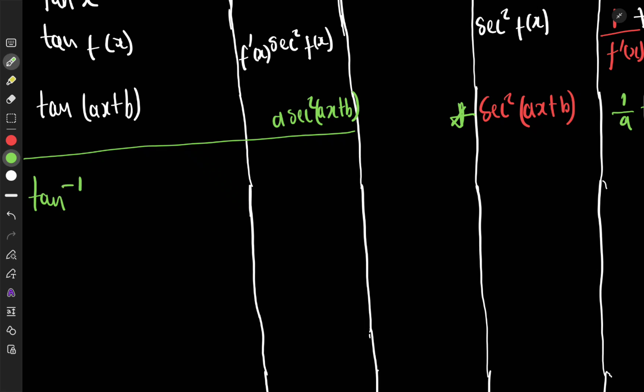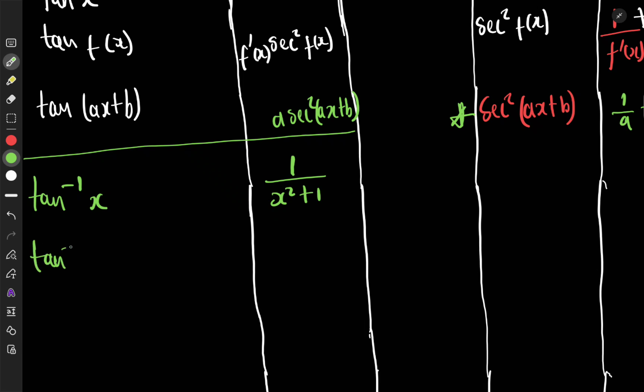Remember, that's the only inverse we have to know. We don't have to know sine inverse. We don't have to know cos inverse. We do nothing about them. So, in terms of derivatives, let's start with the derivative of tan inverse of x. It's 1 over x squared plus 1. This is the derivative of tan inverse of x.